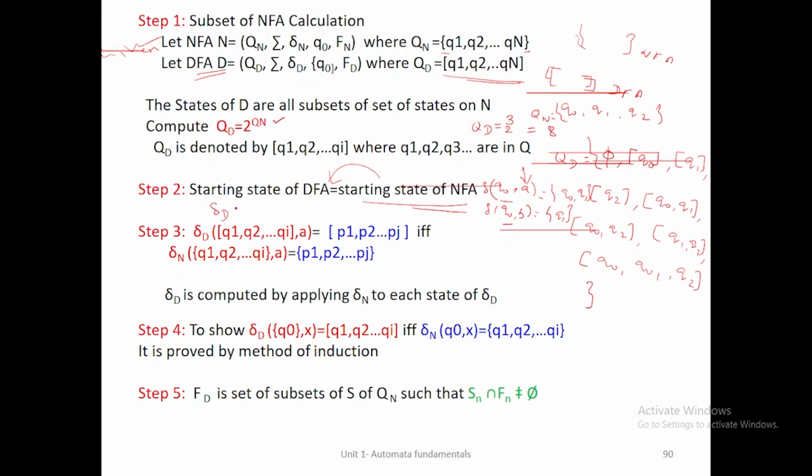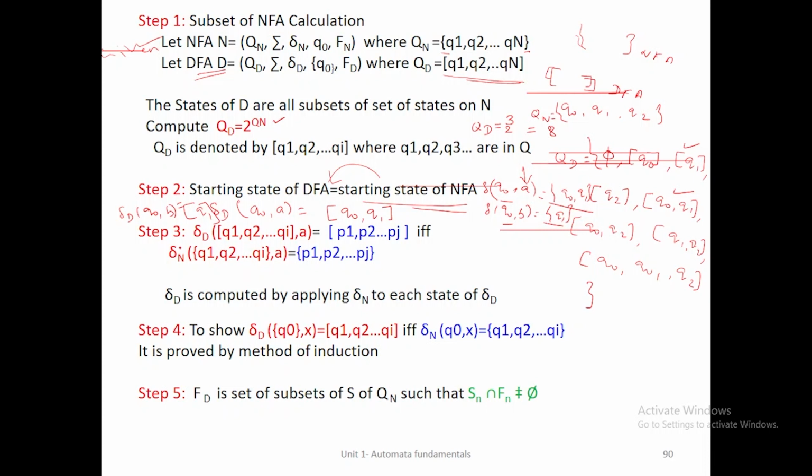So delta D, this is the DFA transition flow. Q0 A is equal to, you write the set of values within square bracket, so Q0, Q1. And then delta D of Q0 B is equal to, it contains only one state, so you write it within square bracket as a single state, Q1. So you check these values. So these are all DFA starting states. Wherever the starting state of the NFA is available, those states will also be considered as the starting state of the DFA, but that should be mentioned within square bracket.